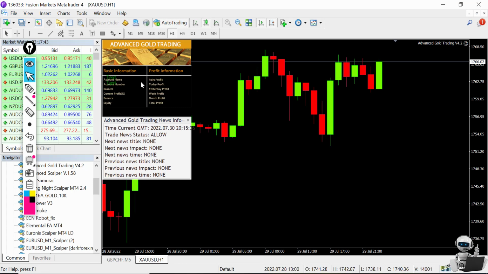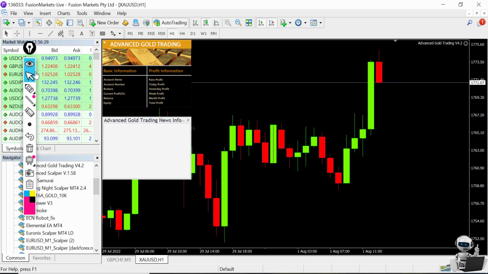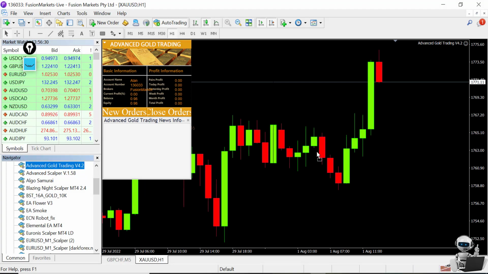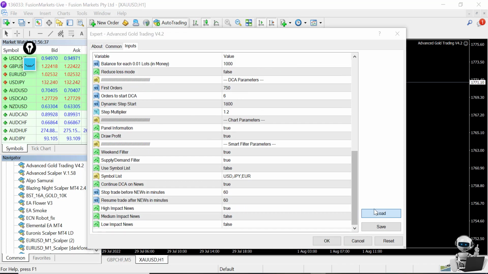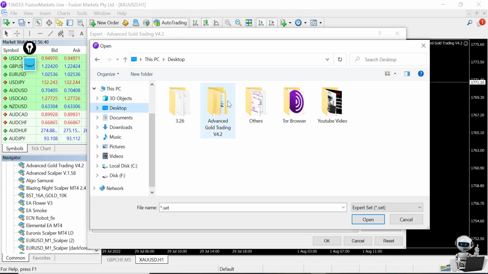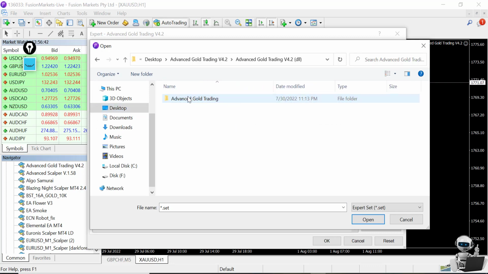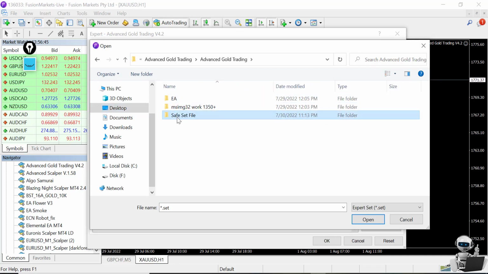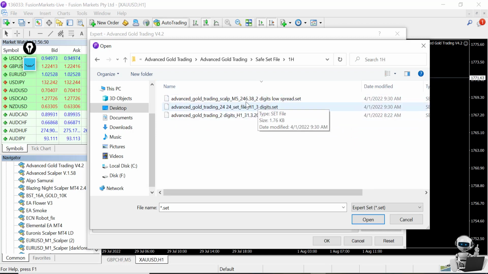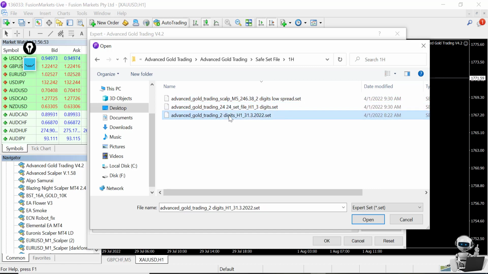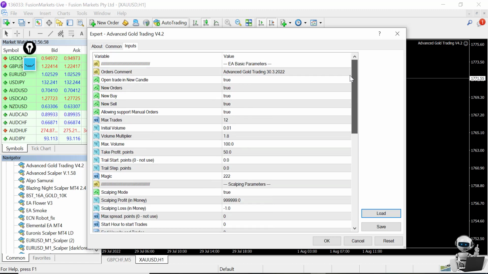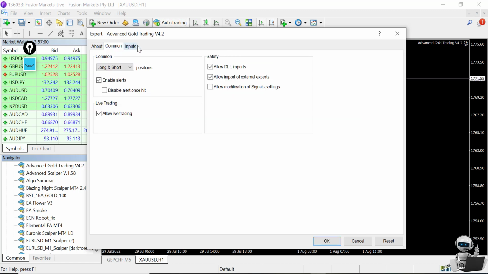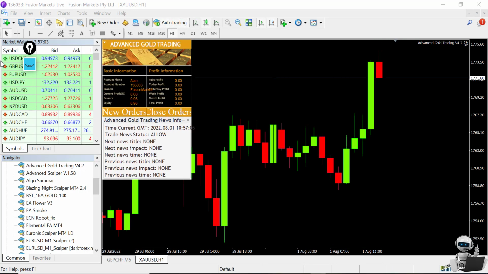Now you can see the EA I already loaded, but I will show you again. Advanced Gold Trading 1 hour. First you can see we have all the set files. Let me show you how to load the set file. Here we have 1 hour and 5 minutes, but I'm going to stick with 1 hour. This is 5 minutes, but these two are, I believe, the 1 hour set files, and you can leave every setting on default and click on OK.